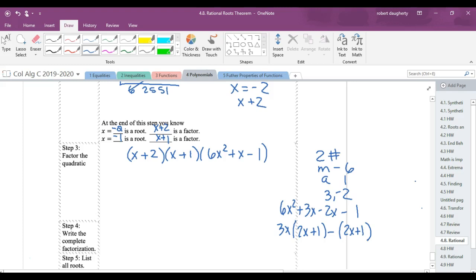Okay, how are you guys doing with this one? Okay, so go ahead and finish that guy up. So this one you had to get synthetic division to work twice, and then factor down to the quadratic.